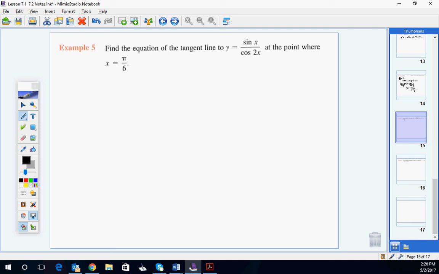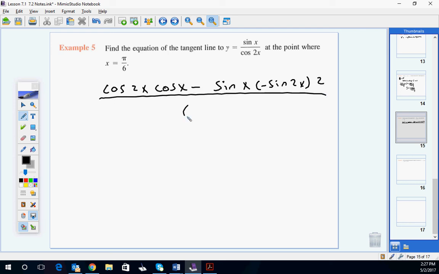Low D high, or wait. No, it's low D high first. I always forget. Okay, so cos 2x, derivative of high is cos x, minus high sine x, derivative of cos 2x. That's going to be negative sine 2x times 2, all over low squared.